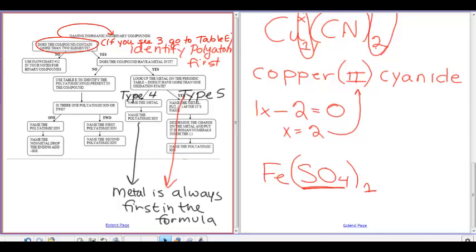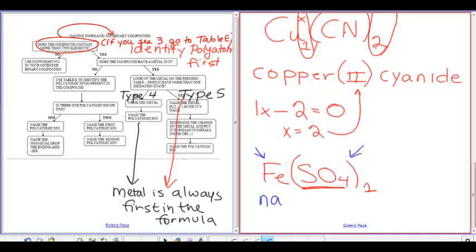Let's have you, since I sort of did this one for you, why don't you name this one for tomorrow, okay? So on your paper, you can go ahead and write down FeSO4 and give me its name for class tomorrow.